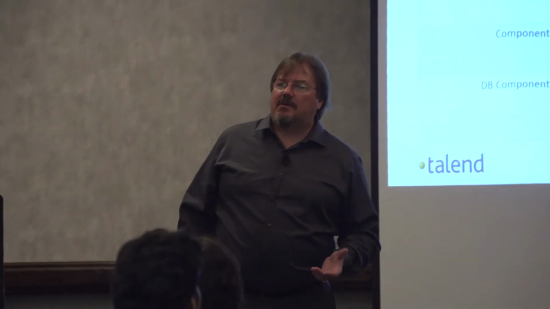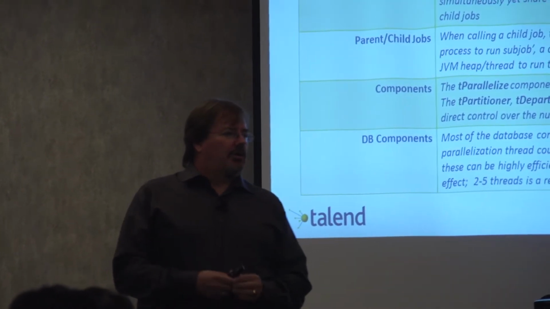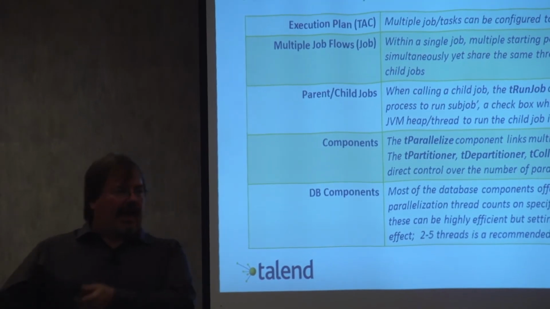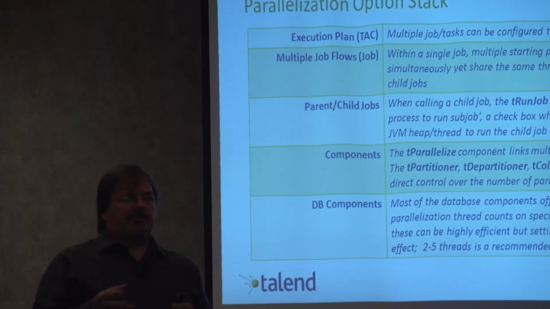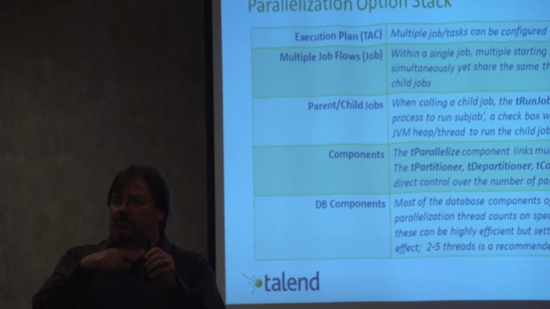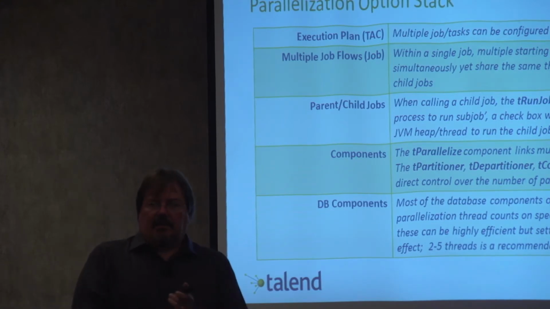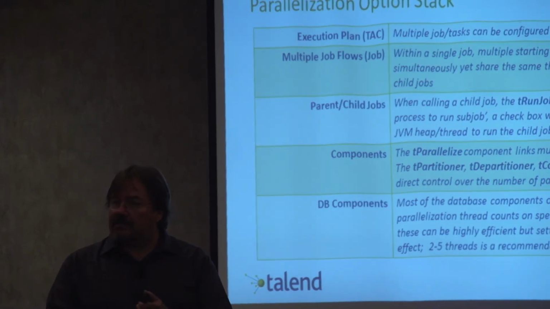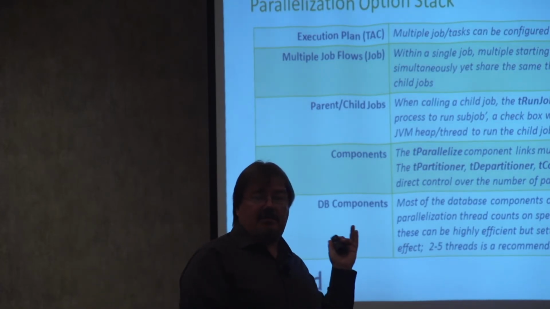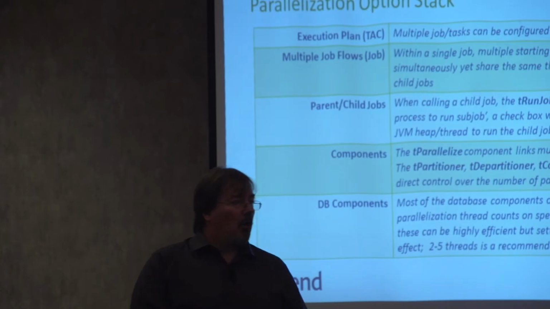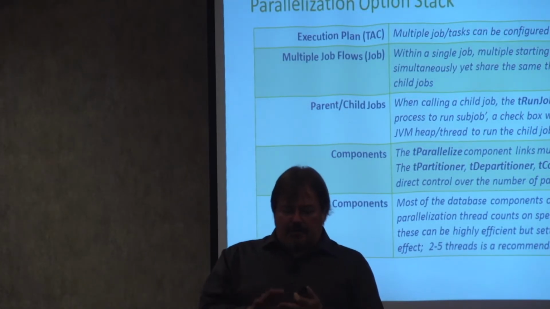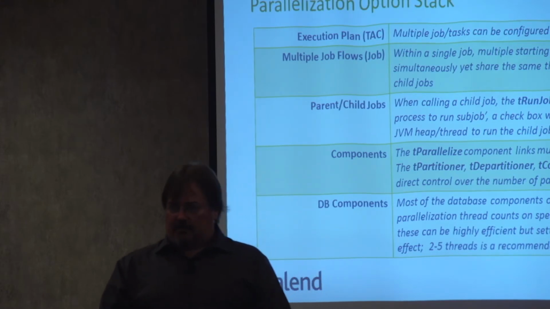The parallelization option stack starts in the TAC at what's called an execution plan. Lots of schedulers have this capability. So does the TAC. So when you write a job and then you have it deployed through the TAC, you create in the job conductor something that's called a task, which is a wrapper around that job. And you define some things about that task, like the context group you want to select, like dev, test, or prod. You can select and override context variables, like the amount of memory settings, or maybe some of the parameters. And you can specify the job server that it's running on.